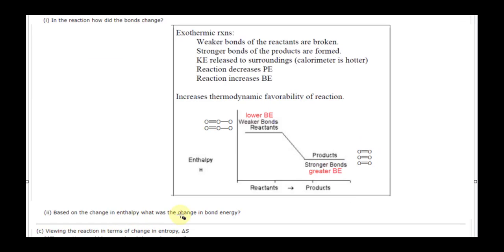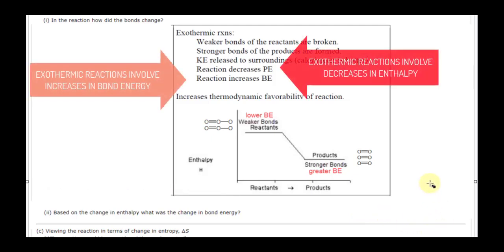Based on the change in enthalpy, what is the change in bond energy? The change in bond energy will be the opposite sign of the exothermic reaction, so it will be positive. In fact, the equation for bond energy and enthalpy: the change in enthalpy is equal to the bond energy of the reactants minus the products. It's the only equation where you have reactants minus products.